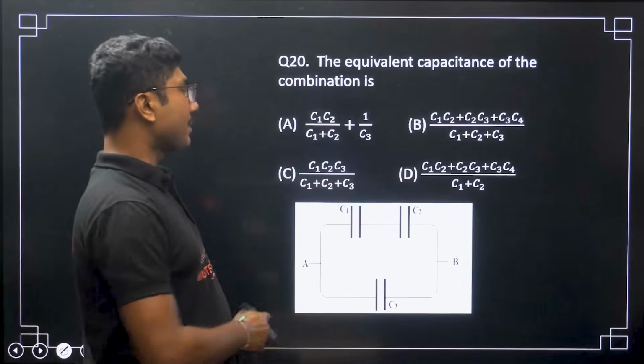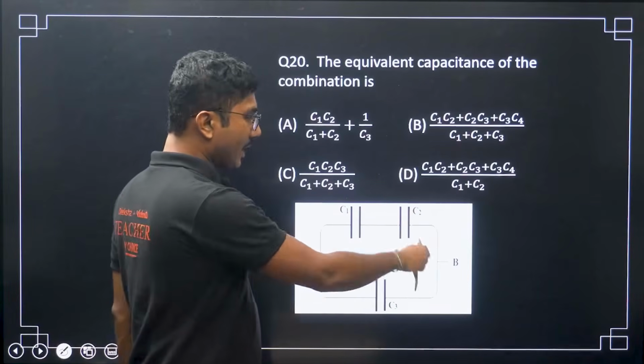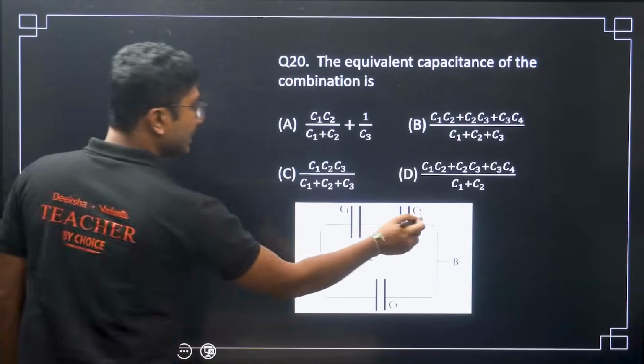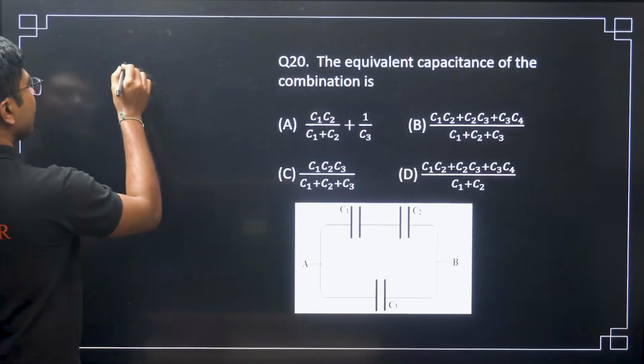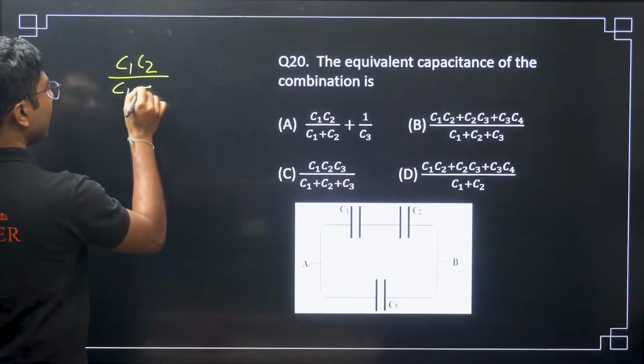The equivalent capacitance of this combination. So C1, C2 are in series, whereas C3 is in parallel with this combination. So let's solve. C1 and C2 are in series. So what is the equivalent capacitance? C1 C2 by C1 plus C2.